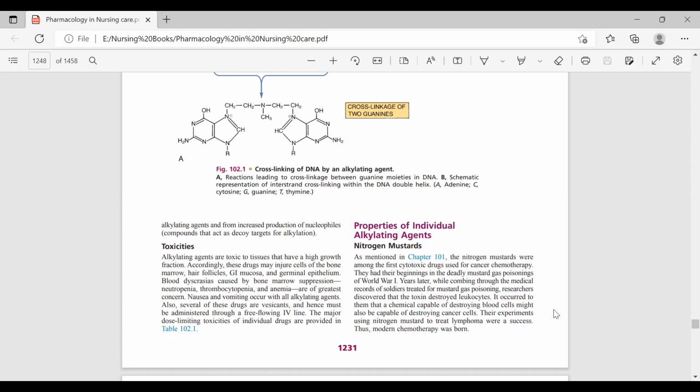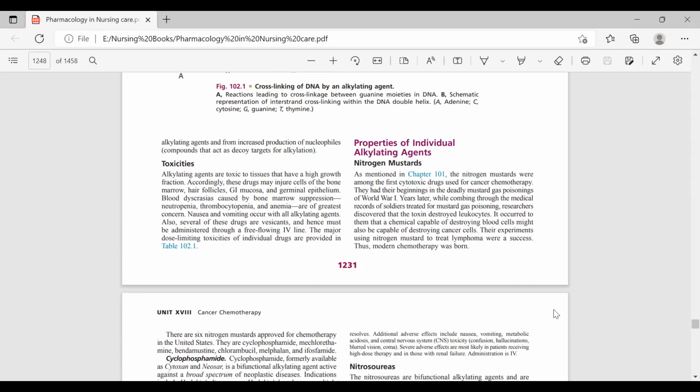Nausea and vomiting are very common with cytotoxic anti-cancer drugs, so they are also associated with alkylating agents. Most of the drugs are vesicants, and they should be administered through a free flowing IV line, as they may also cause extravasation. So, among the properties of individual alkylating agents, we first observe the nitrogen mustards, and the nitrogen mustards were among the first cytotoxic drugs used for cancer chemotherapy, as I have discussed earlier.